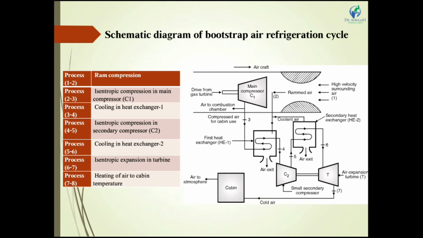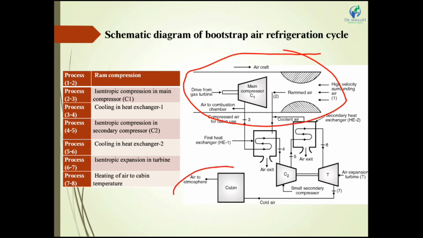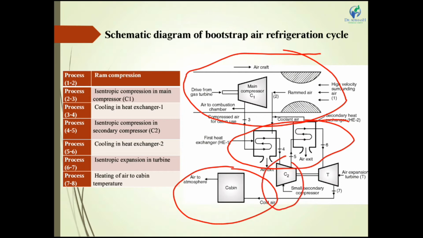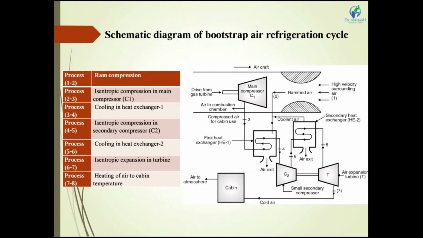First, the process starts from the atmospheric air. This portion is the aircraft propeller. This portion is the aircraft cabin. These two are heat exchangers. This is a secondary compressor and this is a turbine for the working process. That part is a diffuser. Here is the atmospheric air. We have to start understanding the bootstrap air refrigeration system without evaporative cooling.